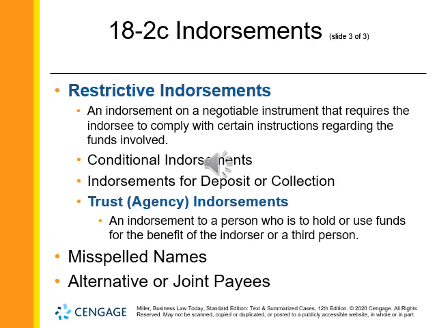On the other hand, an instrument payable to two or more persons jointly, for example, pay to Bob and Jill, requires the endorsement of both of the payees. If it's unclear whether an instrument is payable to two or more persons jointly, or in the alternative, courts will construe it as being payable in the alternative.